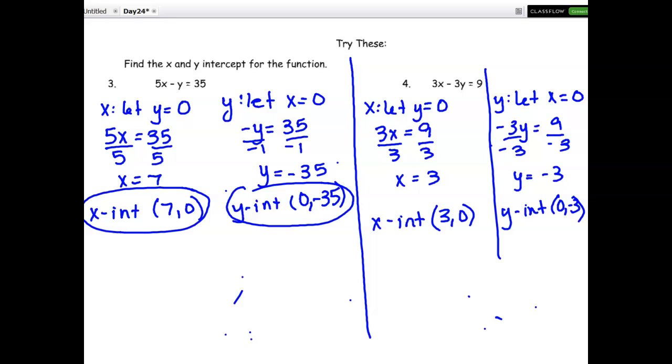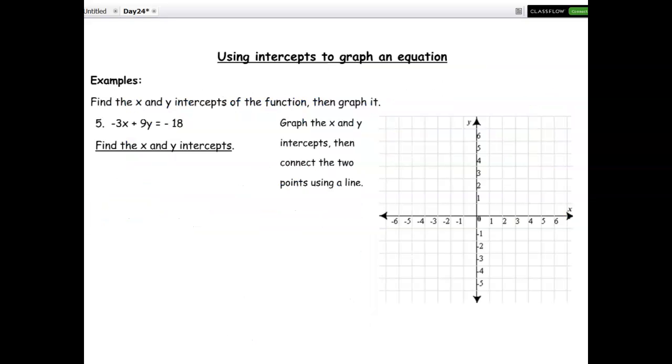Okay, all right, so we can use our graphs. Actually, let's use graphs to find the x and y intercepts and graph it. So for this number 5, if we look at this equation, we are going to find the x-intercept. So we'll let our y be 0.